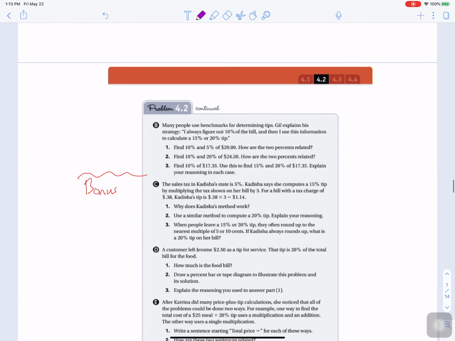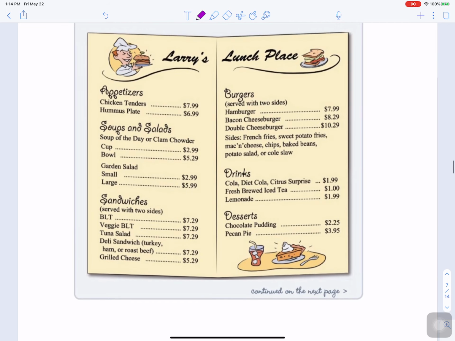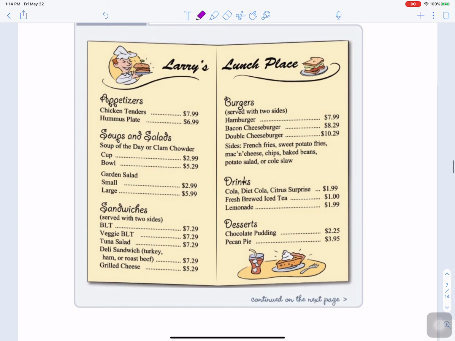Now, part B, I think, is just good practice on getting percents. C through E is just bonus. If you want to do more, if you want to practice more, do that. Otherwise, I'm not requiring you to do anything in B through E. You've watched the video, you've practiced your stuff, you've gone to Larry's Lunch Plate, and you've done what I needed you to do today. So that's it.